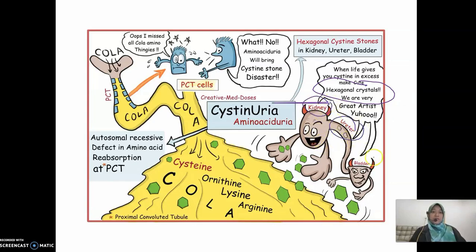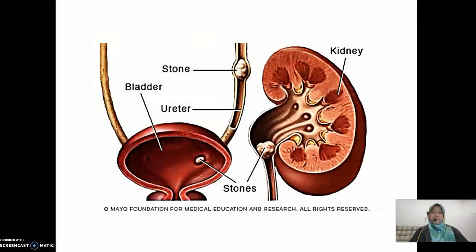Probably it can block the ureter as well as bladder. So you can see this is your bladder. This is the stone that blocks the bladder. Probably it will also block the ureter here, ureter, or it will block the kidney itself.